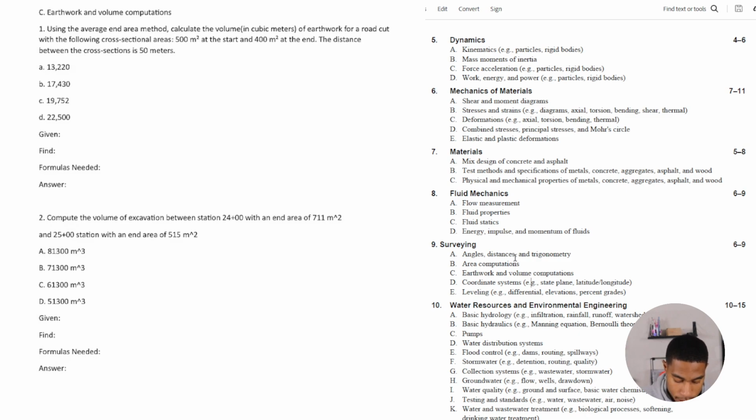So for number one, it says using the average end area method, calculate the volume in cubic meters of earthwork for a road cut with the following cross-sectional areas. 500 meters squared at the start and 400 meters squared at the end. The distance between the cross-sections is 50 meters. All right, so what information are we given?